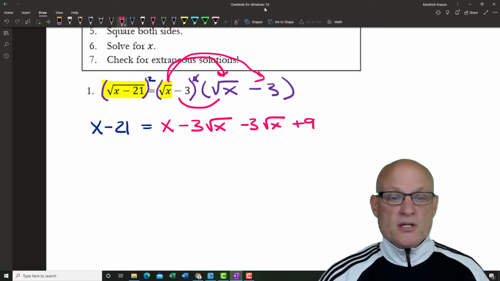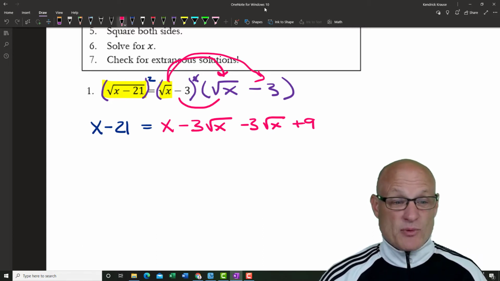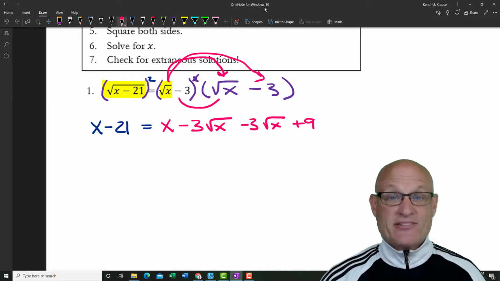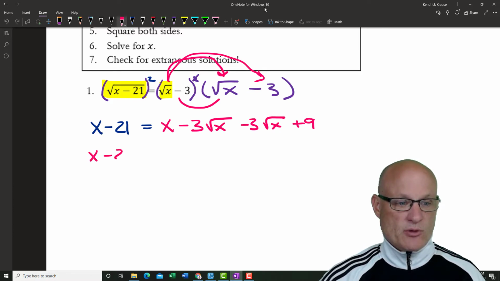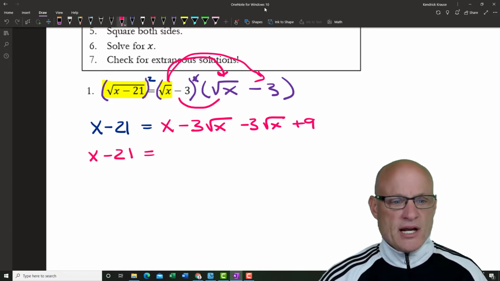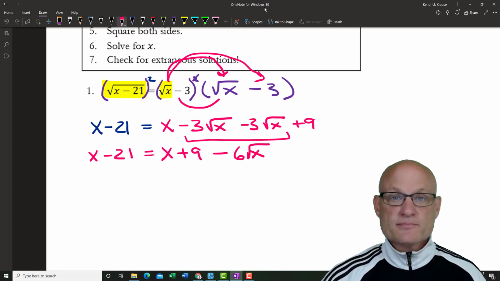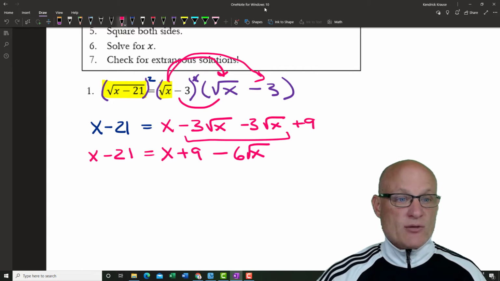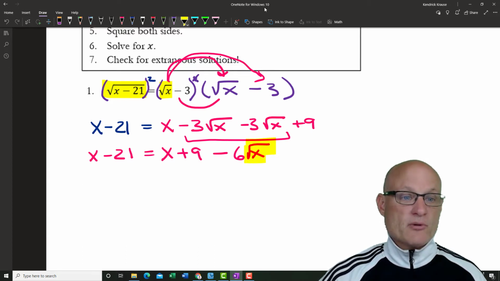Now, you'll notice we still have a radical. That's the problem. So what we have to do is clean it up with a little algebra, and then isolate the radical again. On the left side, I'm just going to leave it as x minus 21. And I'm going to write this as x plus 9 minus, and I'm going to combine these two, minus 6 square roots of x. What I need to do is isolate this radical all by itself.